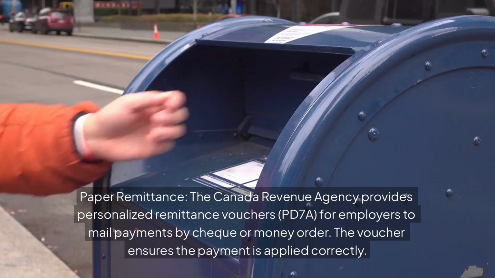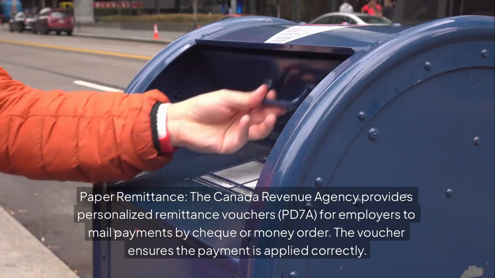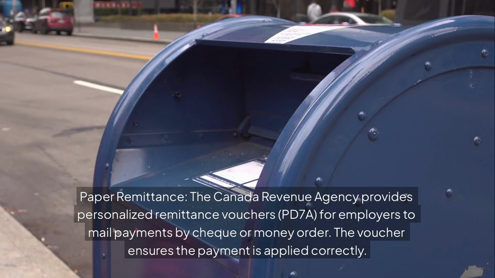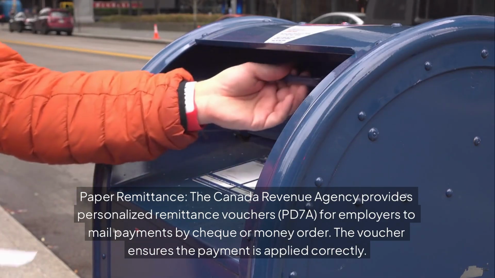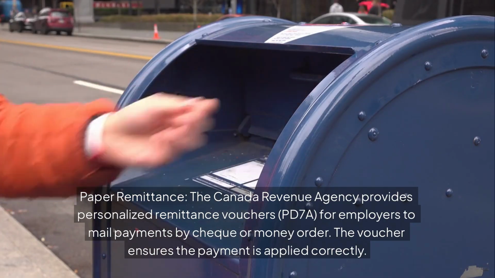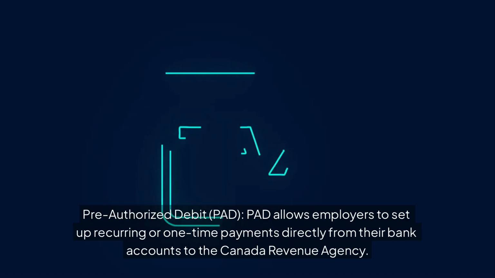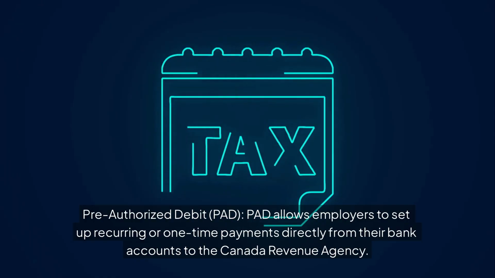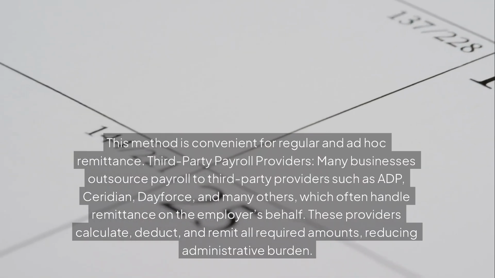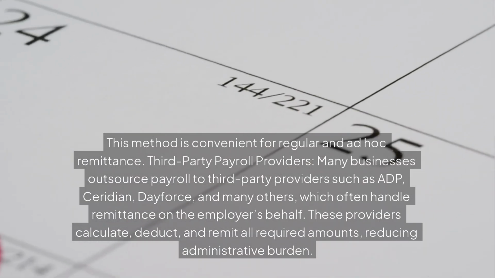Paper remittance. The Canada Revenue Agency provides personalized remittance vouchers, PD7A, for employers to mail payments by check or money order. The voucher ensures the payment is applied correctly. Pre-authorized debit, PAD. PAD allows employers to set up recurring or one-time payments directly from their bank accounts to the Canada Revenue Agency. This method is convenient for regular and ad hoc remittance.